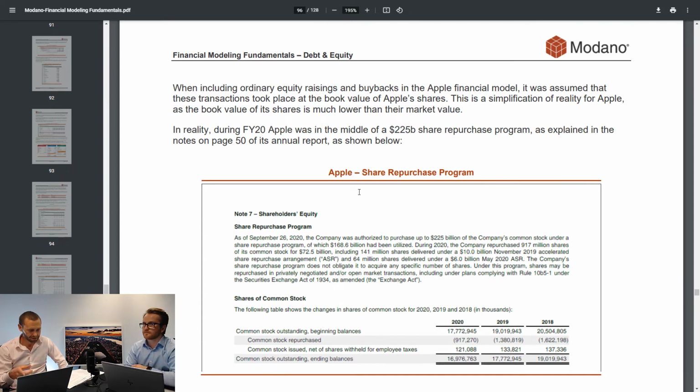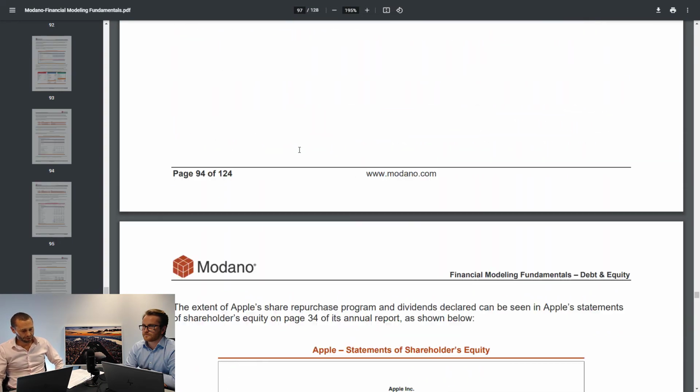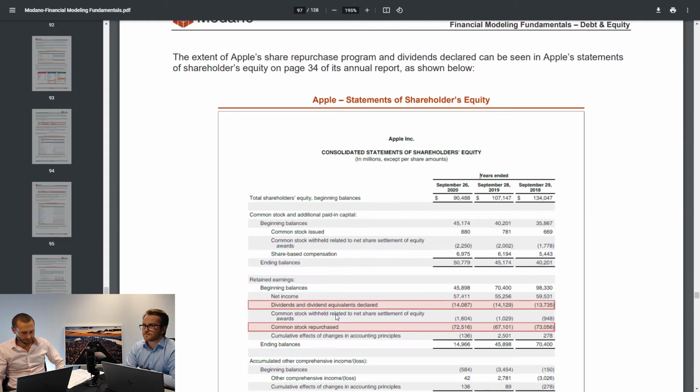So if you look at Apple, they've got this program, where the company was authorized to purchase up to 225 billion of common stock back, of which they bought back 170 billion. So they'll probably continue this into 21, because they've just got to get the money out. They've got so much cash. So as a result of that, you look at what they were actually doing: the dividends were around 14 billion. The stock repurchased was around 72 billion. So 14 billion and 72 billion. So all of the problem is that stock repurchase.